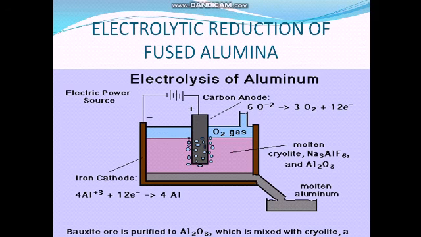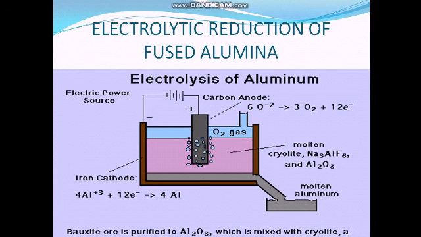Then it also increases the conductivity of the electrolyte, because the electrolyte is almost a non-conductor. Then fluorspar acts as a solvent for the electrolytic mixture. Powdered coke is sprinkled to reduce the heat loss by radiation and prevents the burning of the anode.